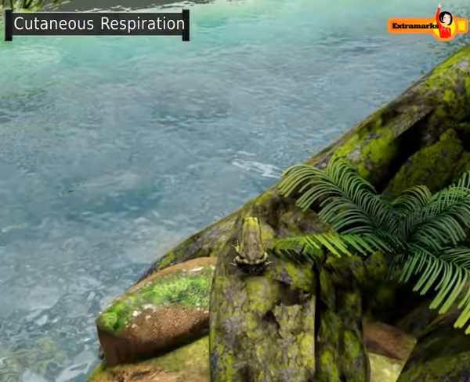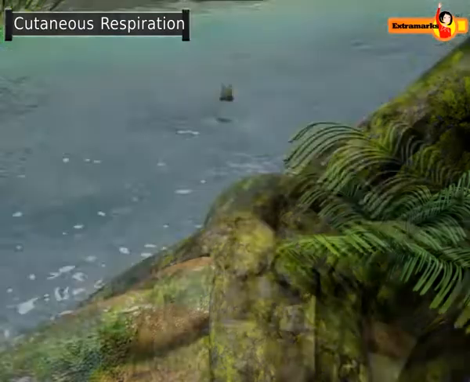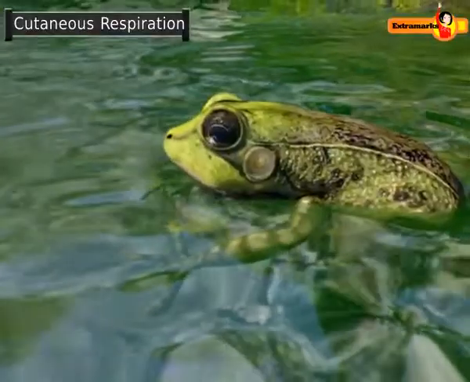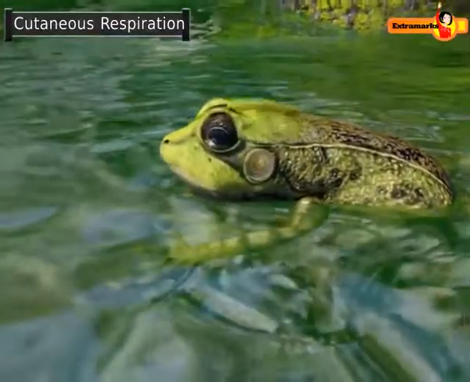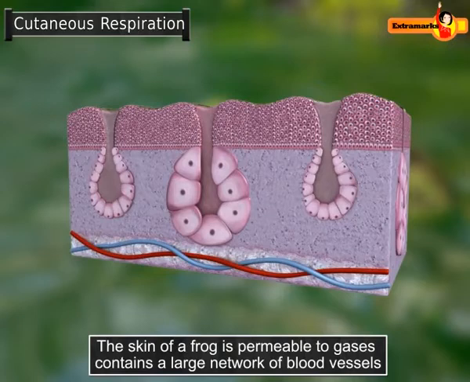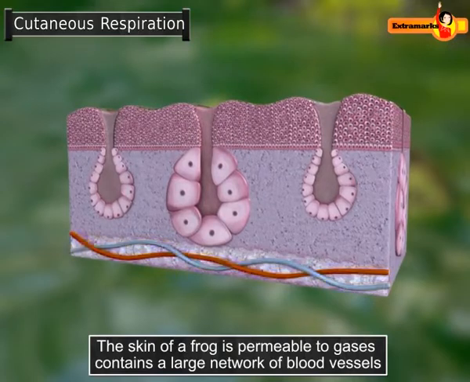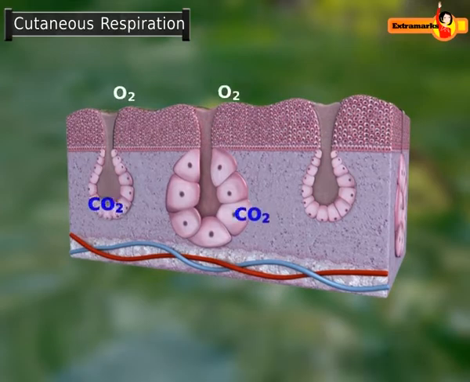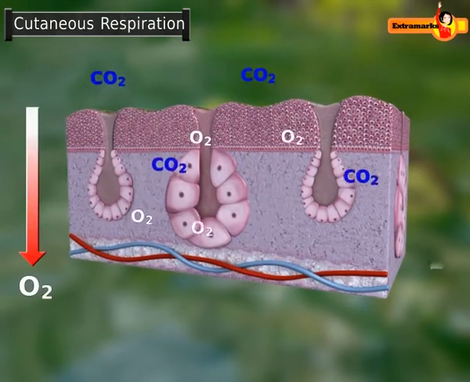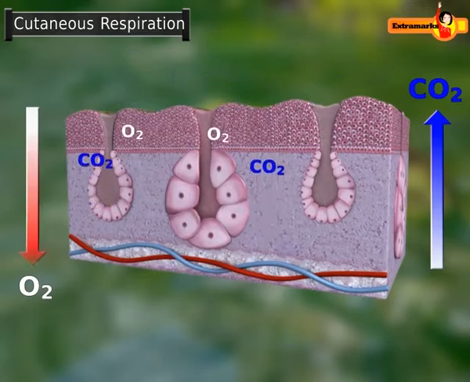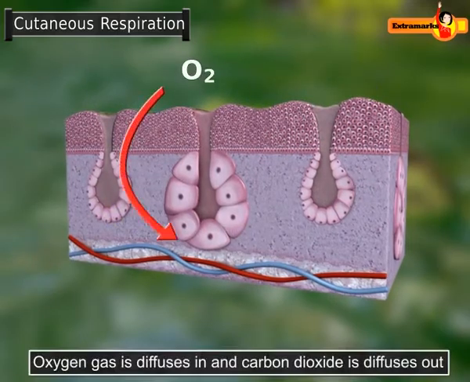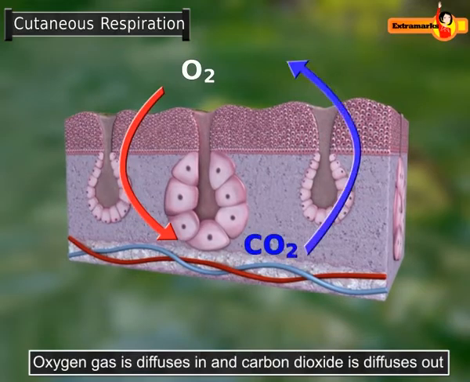The exchange of gases through the frog's moist skin is known as cutaneous respiration. The skin of a frog is composed of thin membranous tissue, which is permeable to gases and contains a large network of blood vessels. This allows the respiratory gases to readily diffuse down their gradients between the blood vessels and the surrounding. Oxygen gas diffuses in and carbon dioxide diffuses out of the body.